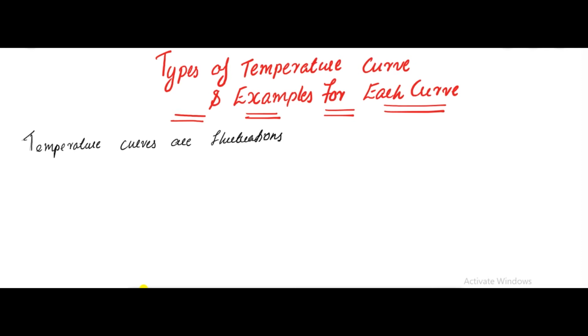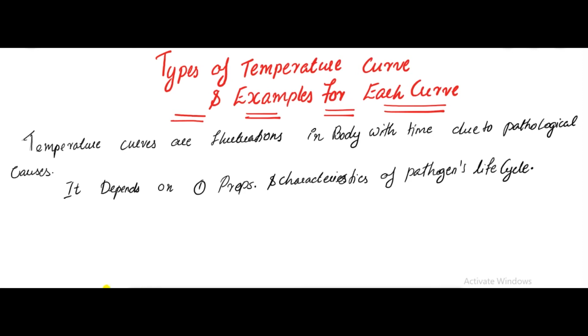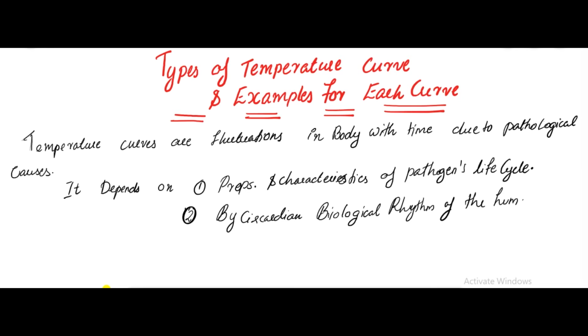Temperature curves are fluctuations in body temperature with time due to pathological causes. They depend on the properties and characteristics of the pathogen's life cycle, which means that pathogens are sometimes dormant in the body and sometimes active. Sexual reproduction of pathogens is specific to specific body parts. If that pathogen lies outside its replication area, it cannot make infection. And the second factor is the circadian biological rhythm of the human.